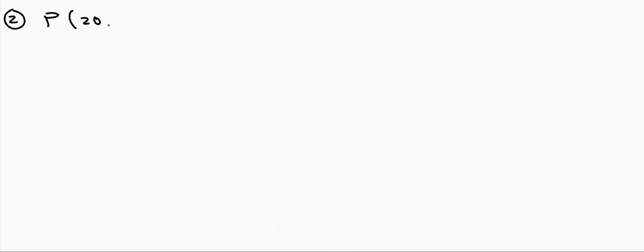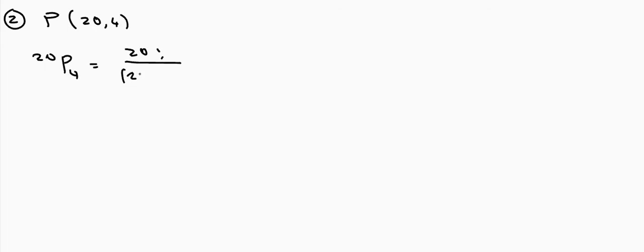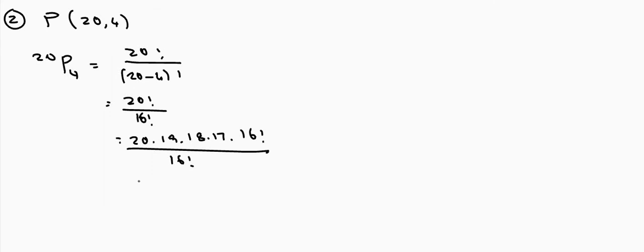Next, question number 2. Evaluate 20P4, which equals 20 factorial divided by (20 minus 4) factorial, which is equal to 20 factorial divided by 16 factorial, equals 20 into 19 into 18 into 17 into 16 factorial, whole divided by 16 factorial. 16 factorial will get cancelled. 20 into 19 into 18 into 17, multiply all, we get 116280.